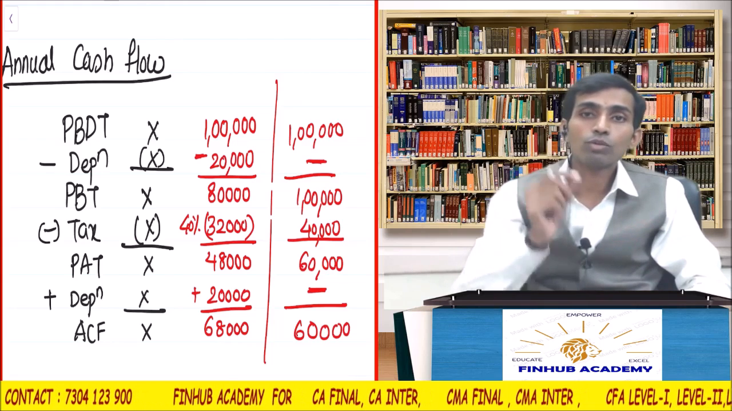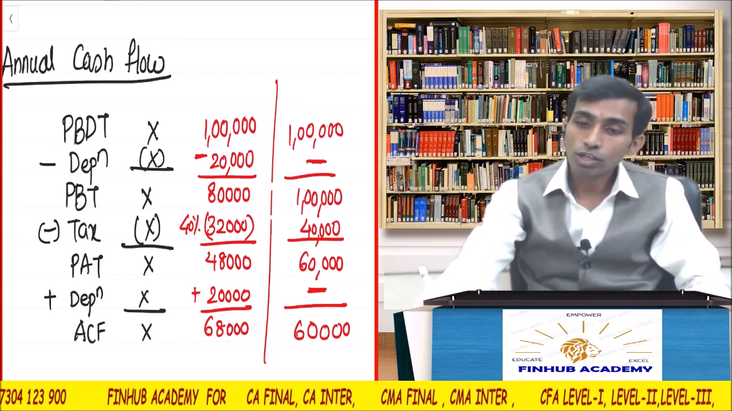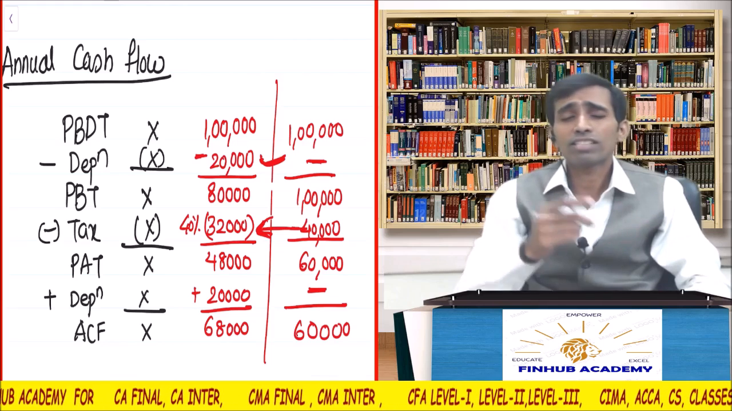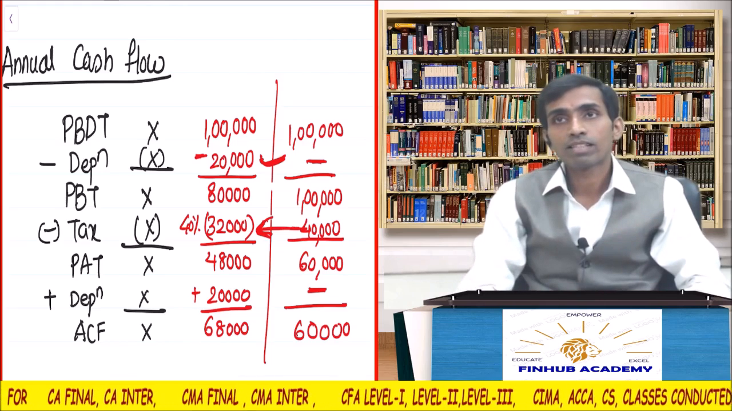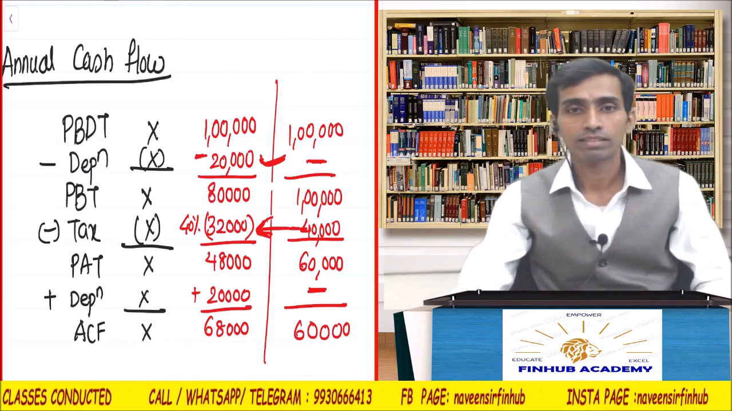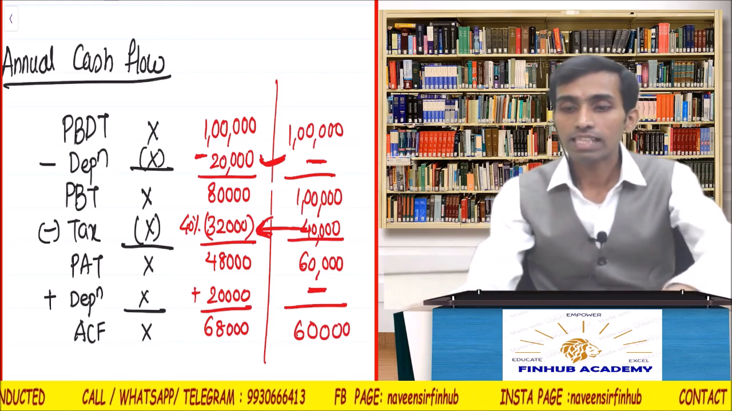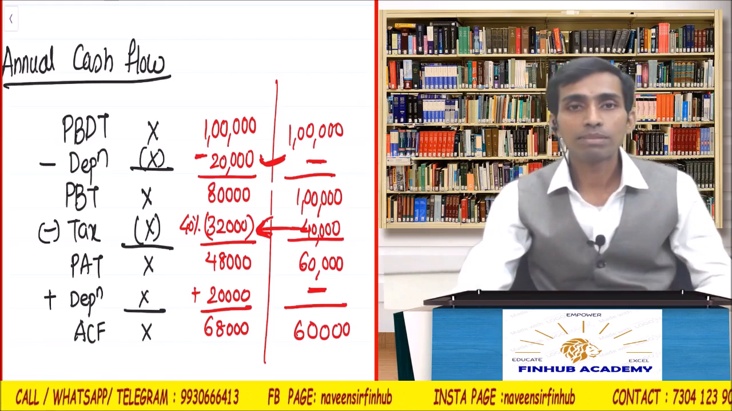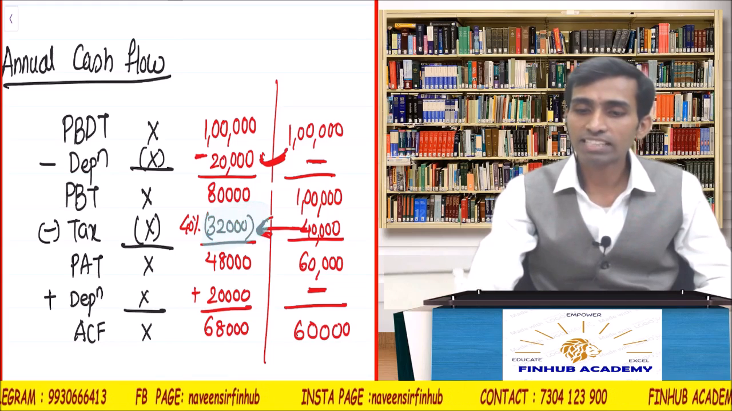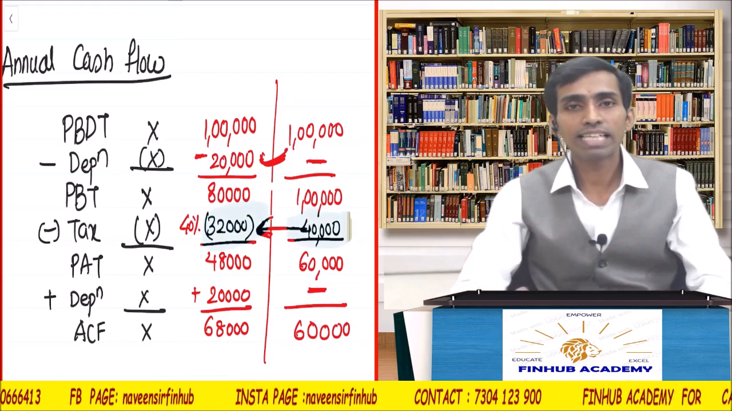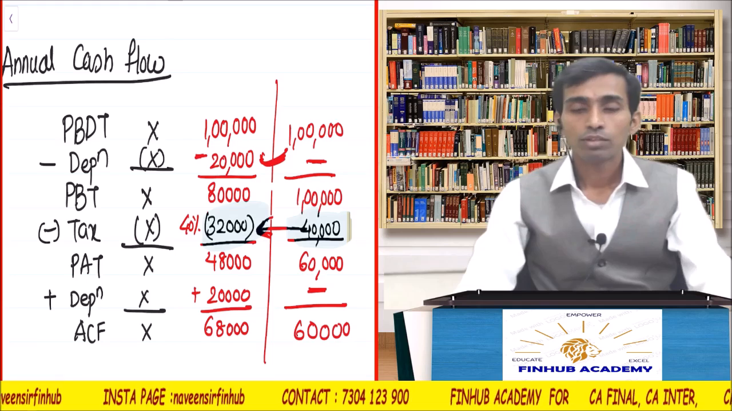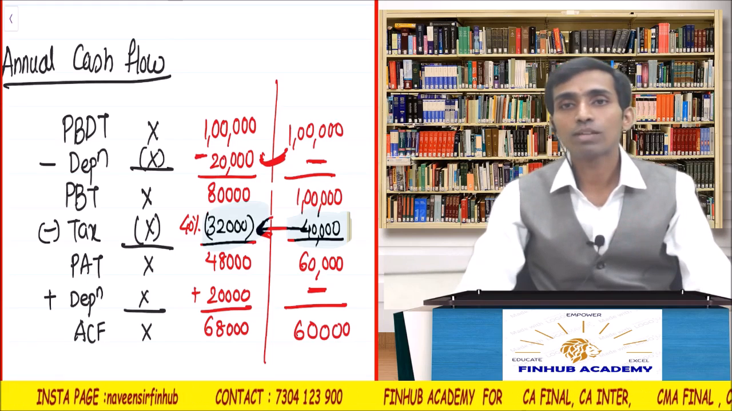What I want you to understand is, please remember, because of this depreciation my tax got reduced. My tax got reduced by 8,000. Yes or no? Because of this depreciation, I saved the tax by 8,000. Otherwise it would have been 40,000. Now it is 32,000. So I have saved it. So what I mean to say is, now someone was asking, sir, only depreciation is deducted.